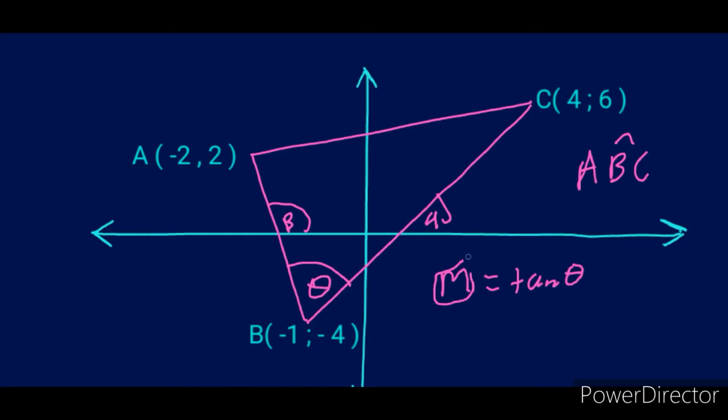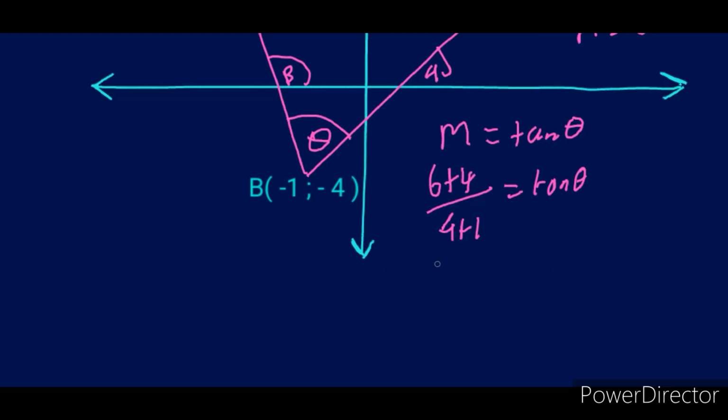So now let's find the gradient. The gradient formula is y2 minus y1, so it's going to be 6 minus -4, which is the same as 6 plus 4, over x2 minus x1, which is 4 minus -1, so that is 4 plus 1, equals tan theta. So we have 6 plus 4, which is 10, divided by 4 plus 1, which is 5, equals tan theta. Therefore 2 equals tan theta.